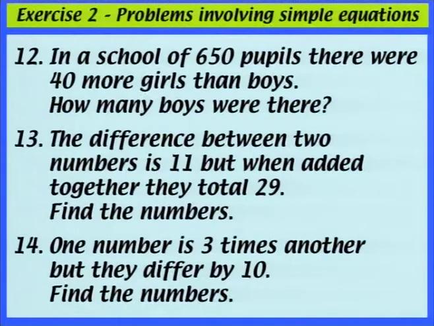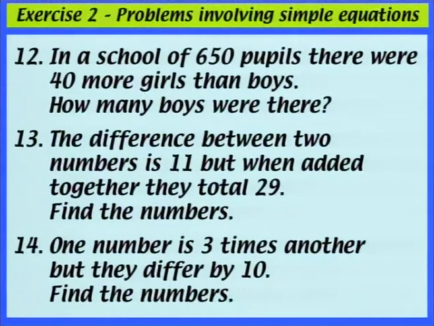Question 12 reads, in a school of 650 people, there were 40 more girls than boys. How many boys were there?